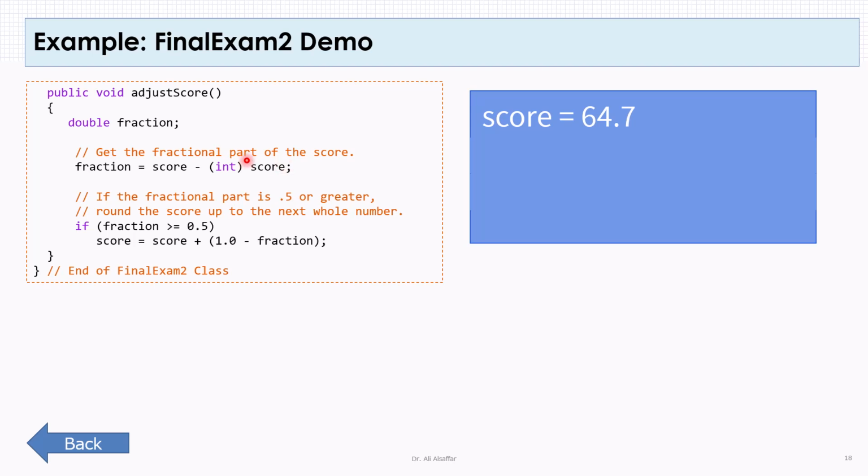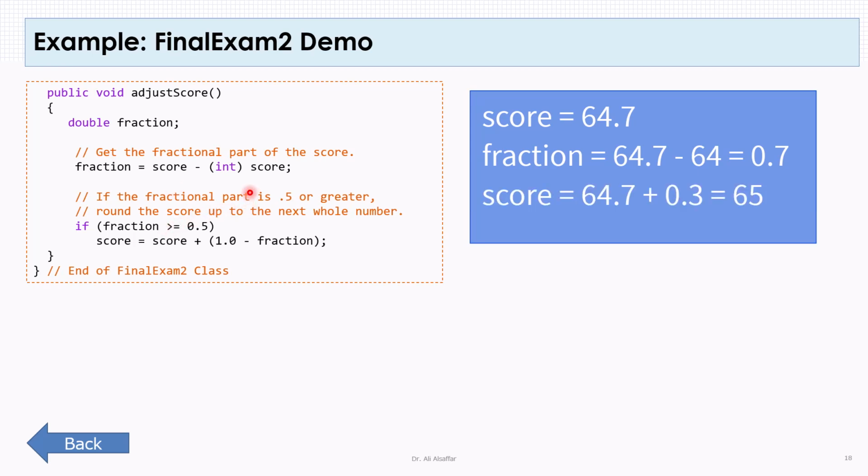So as an example, if a score is equal to 64.7, then the fraction is 0.7. And since 0.7 is greater than or equal to 0.5, then we will add 0.3, which is 1 minus 0.7, to score and the value will be equal to 65.